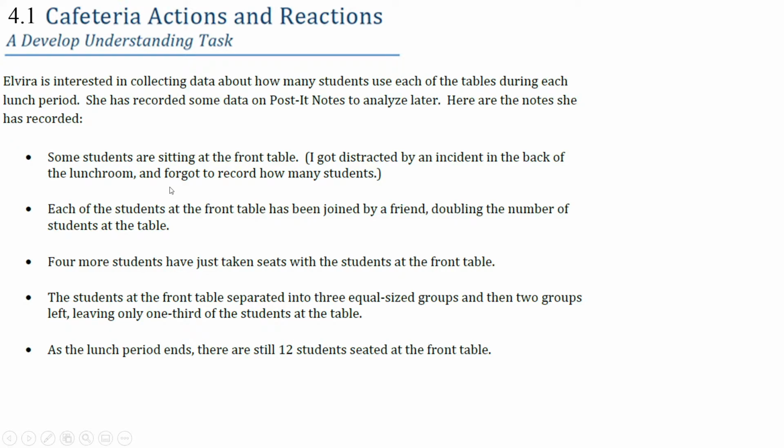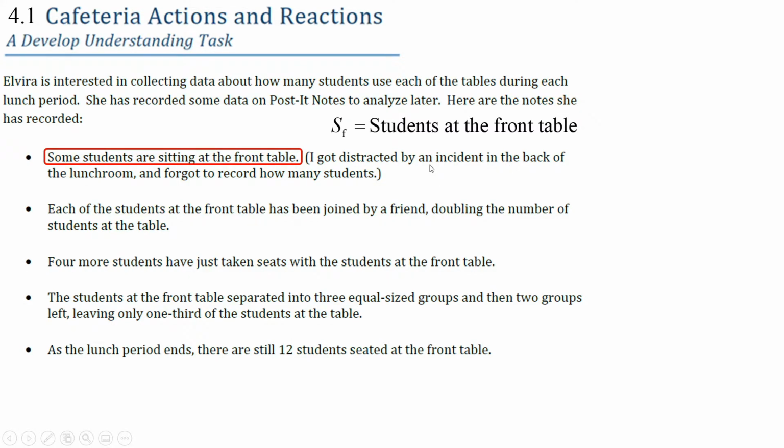Some students are sitting at the front table. I got distracted by an incident in the back of the lunchroom and forgot to record how many students. So Elvira would take a little note. Now, what does that mean algebraically? Well, look at her notation, S sub F. She's using that to represent the number of students who were initially seated at the front table. And she really has no more information on that very first note.